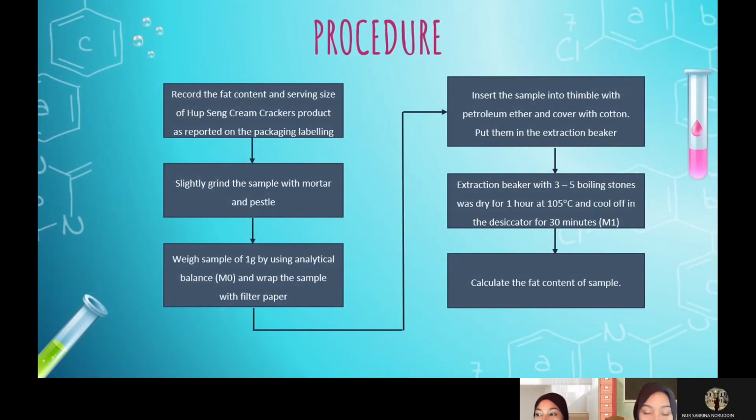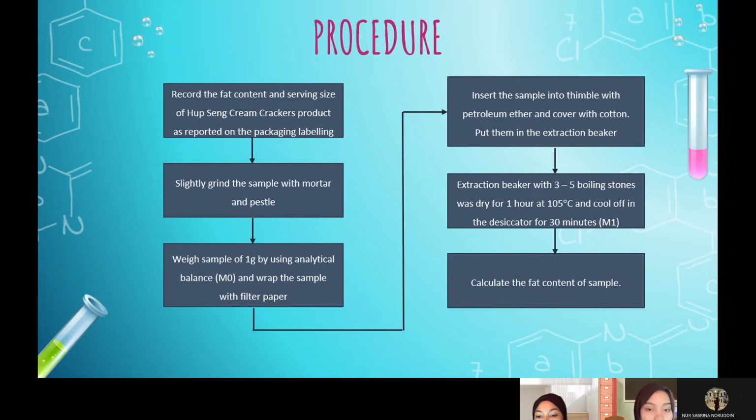Next is the procedure of our project. The first is we record the fat content and serving size of the cream cracker product as reported on the packaging label. And then we slightly grind the sample with a mortar and pestle.